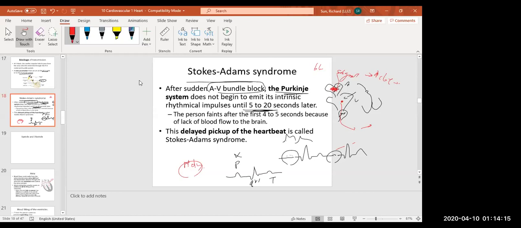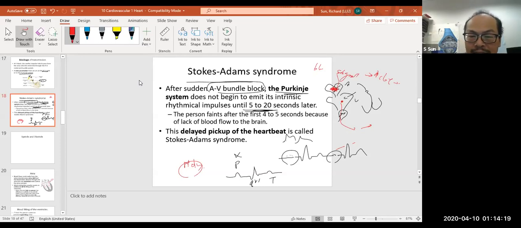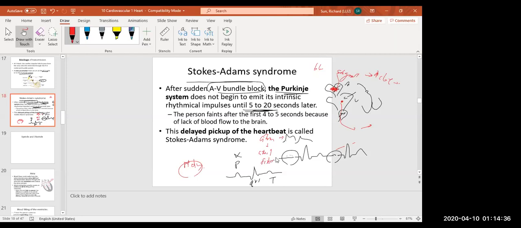You said if there's no P, there's no what? If there's no P, there is no atrium. Atrium depolarization means that the atrium is not pumping. And this is called atrial fibrillation.